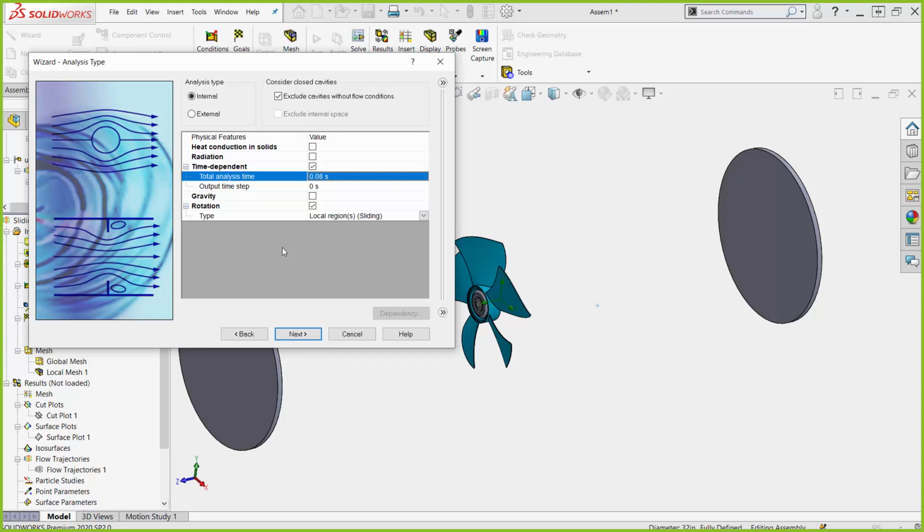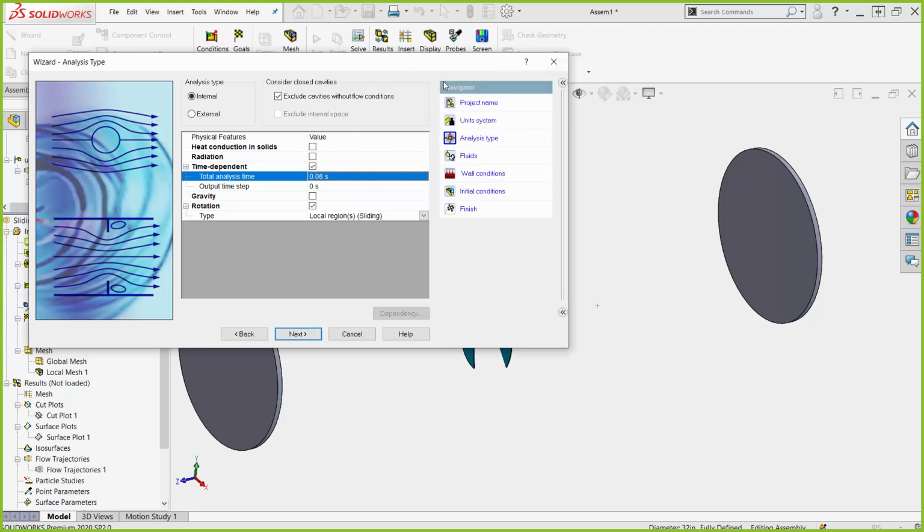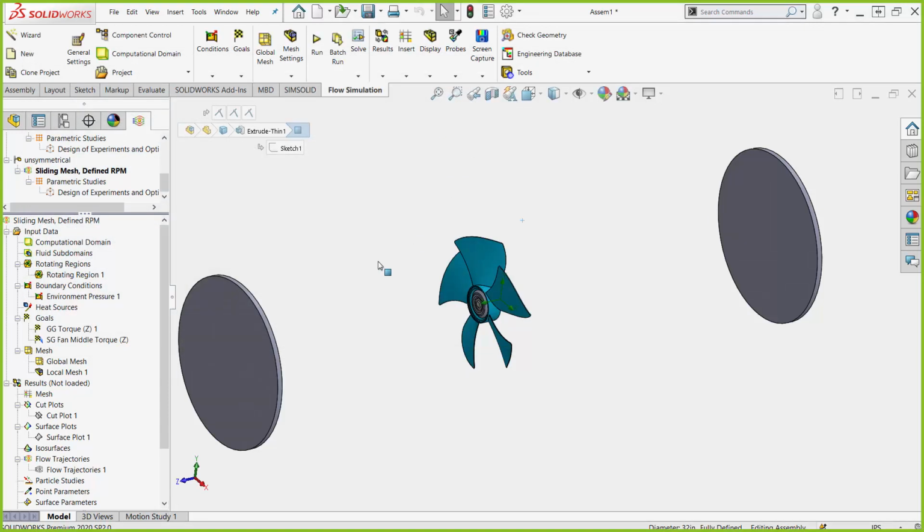Now, personally, I leave output time step at 0, and I'll explain that in further detail in just a moment. But the rest of the wizard is all defaults, and I would close this and be done. Okay? And then that gets me here to my tree. My RPM is, as I said, 1500 RPM. I still use the region, that model that I had done before. It's very important that this region only encloses the areas you expect to spin. Okay?